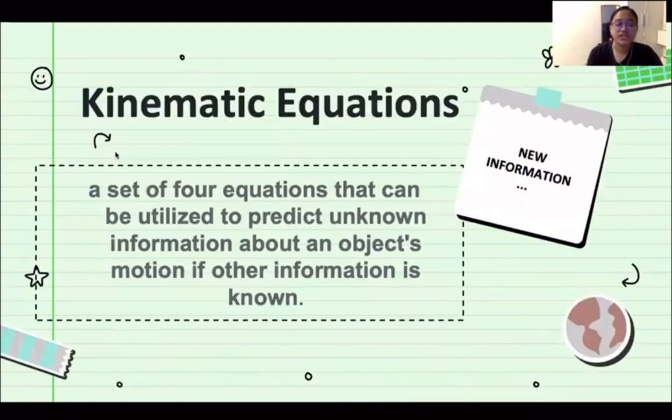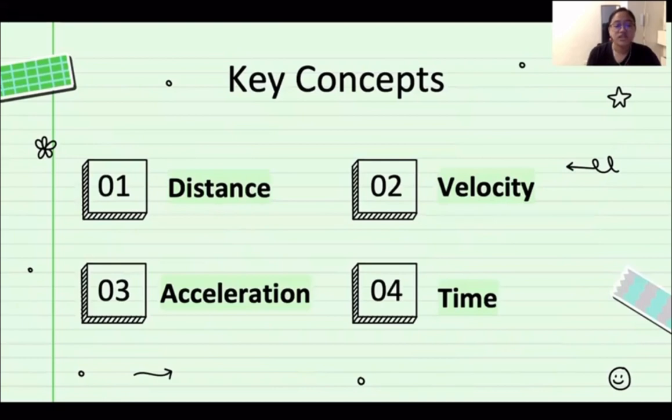First, we need to understand the concept of kinematic equations. Kinematic equations are a set of four equations that can be utilized to predict unknown information about an object's motion if other information is known. In the equations, we must first understand the concepts of distance, acceleration, velocity, and time, so that we can easily identify the values of the given, especially when we solve kinematic equations with word problems.